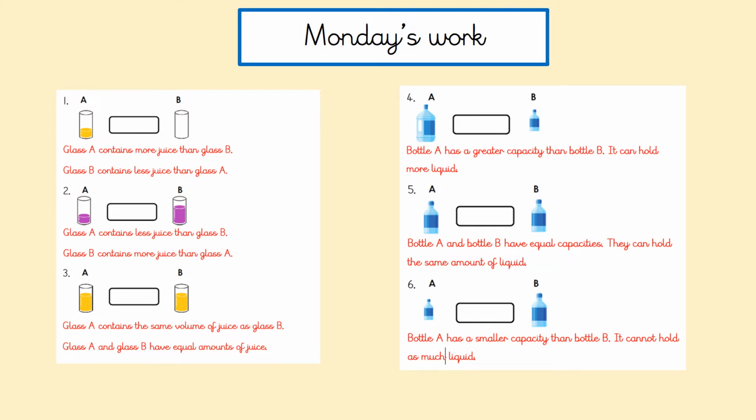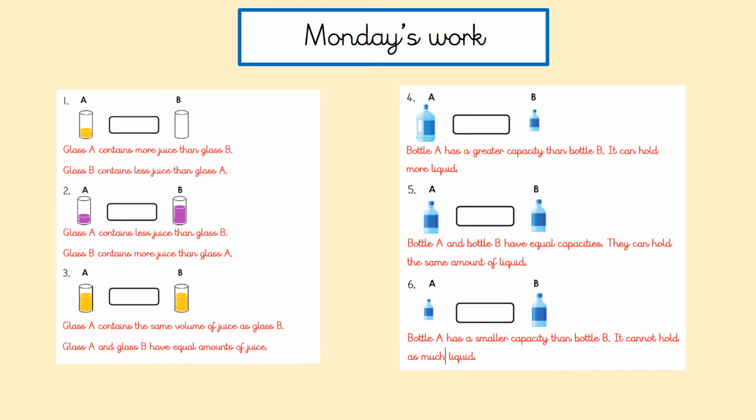So for question 4, you could have said something along the lines of bottle A has a greater capacity than bottle B. It can hold more liquid. Now, again, we couldn't say this exactly definitely because we didn't measure them. But just by looking at the size and how tall the bottles are and how wide, we can estimate and we can say that bottle A looks like it has a greater capacity, so it can hold more liquid.